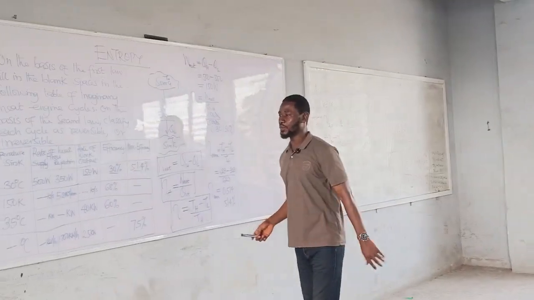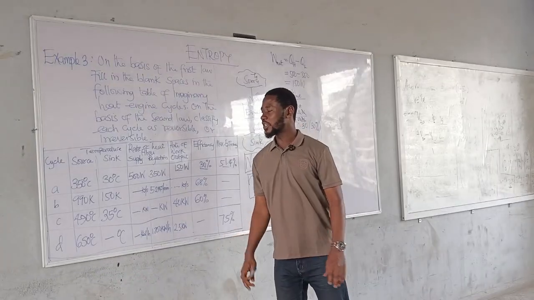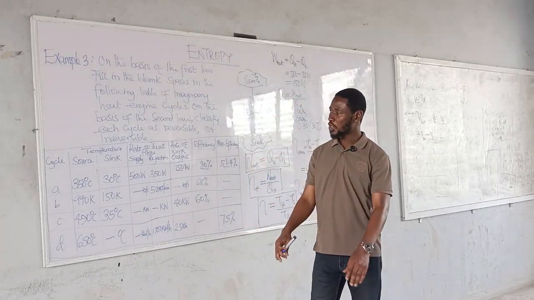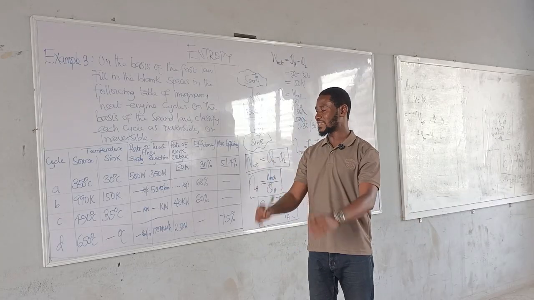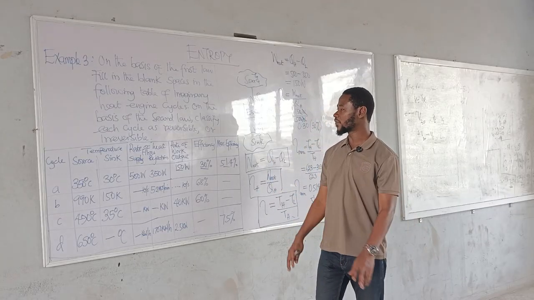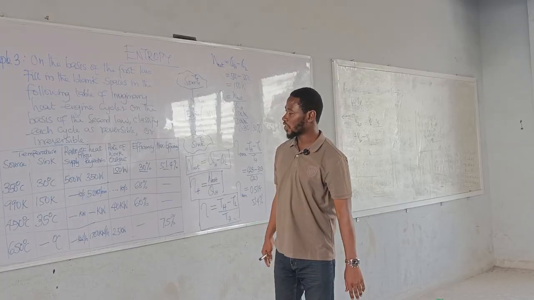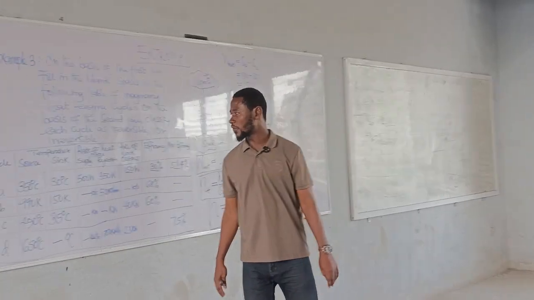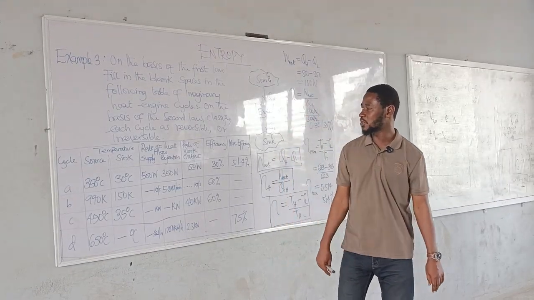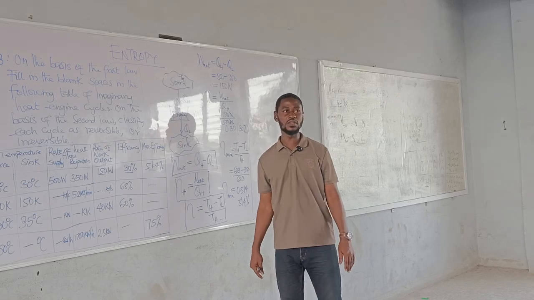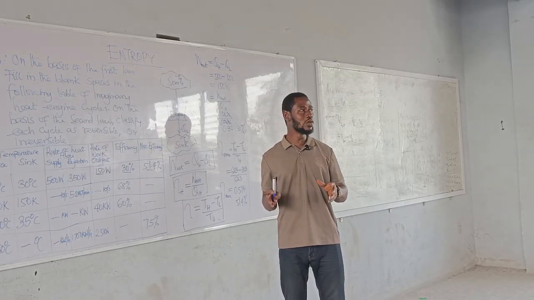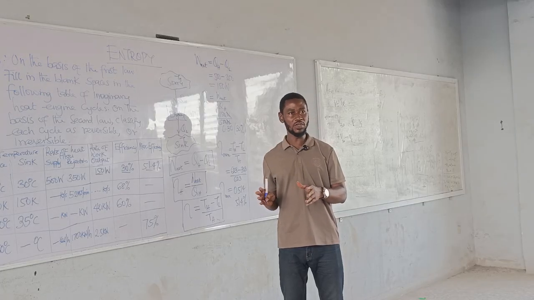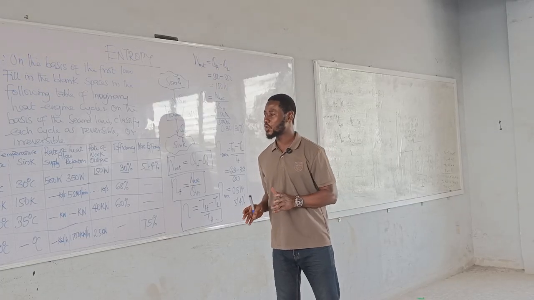For the second cycle, we are given the source temperature, the sink temperature, the rate of heat flow that is being rejected, and the efficiency. We have three unknowns here: the rate of heat flow that is supplied into the system, the rate of work output, as well as the maximum efficiency. These are the unknown terms that are given in the question. So now let's go on.